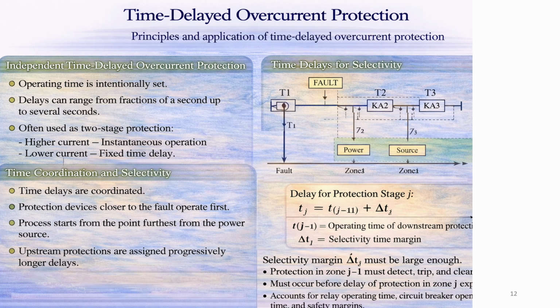The selectivity margin must be large enough to ensure correct operation. This means protection in zone J1 must detect the fault, trip, and clear the fault. All this must happen before the delay of protection in zone J expires. Correct selection of the selectivity margin is critical. It must account for the relay operation time, circuit breaker operation time, and the safety margins. This coordination method creates time selectivity across the network. Independent time delay overcurrent protection is simple, reliable, and widely used, especially in radial distribution networks.